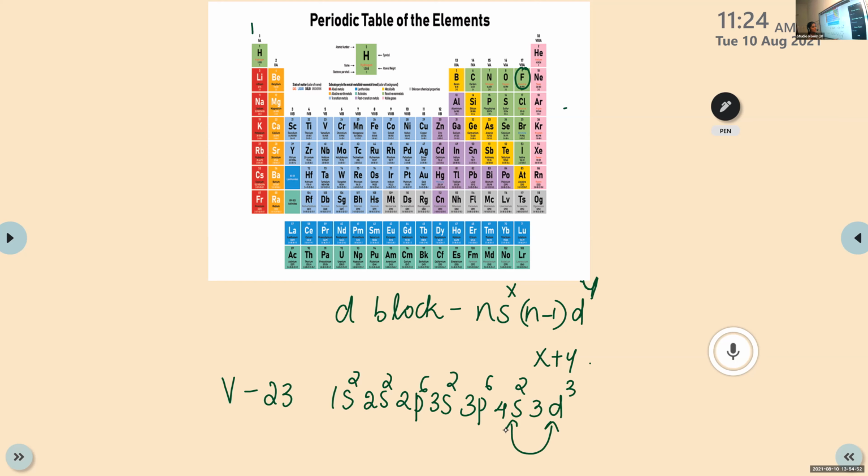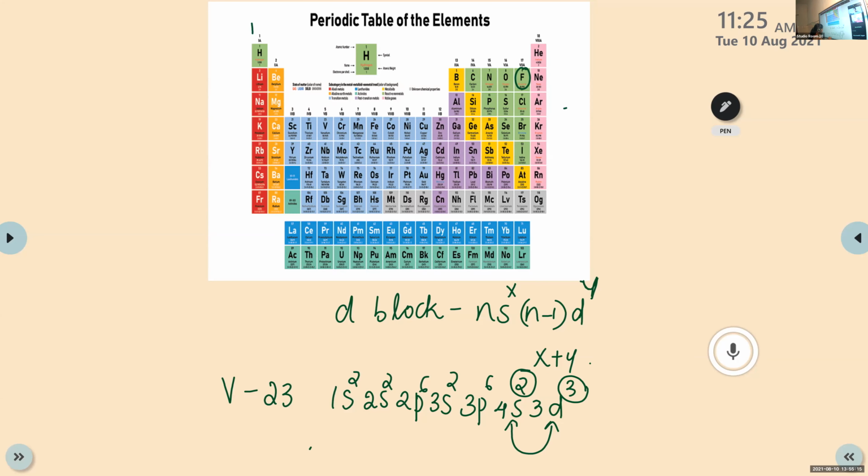Here this 4s has lesser energy compared to 3d. That's why we are writing 4s just before 3d. After filling 4s electrons, we should move to 3d. So here the number of electrons is 23. So 3d3. And here the equation is just to sum the number of electrons in the last two subshells.